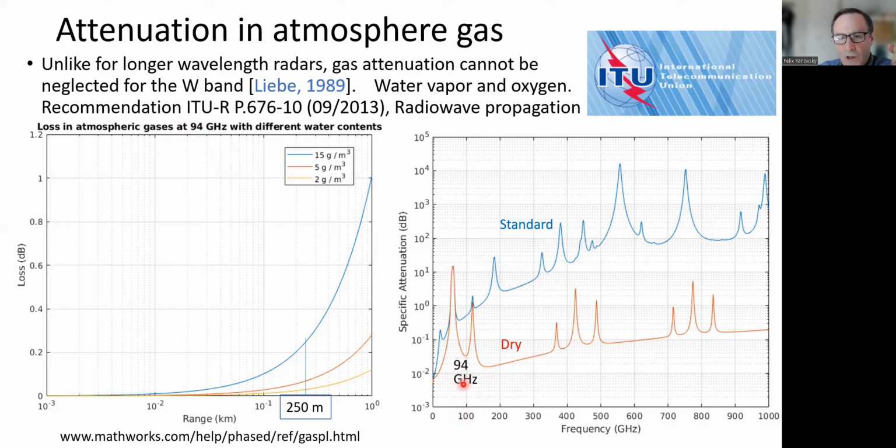So for 94 gigahertz, for example, we use this value, and for a distance of 250 meters as an example, we can calculate the losses in dBs for different content of water.